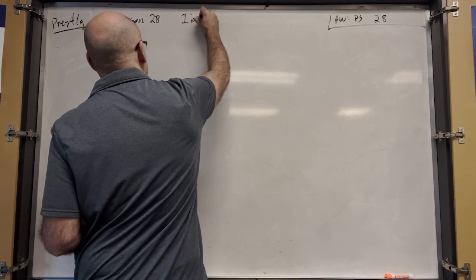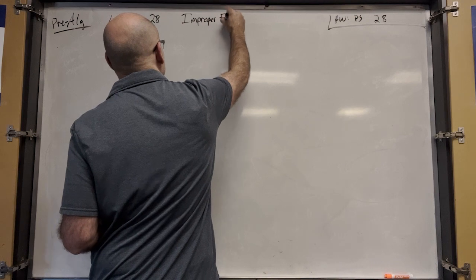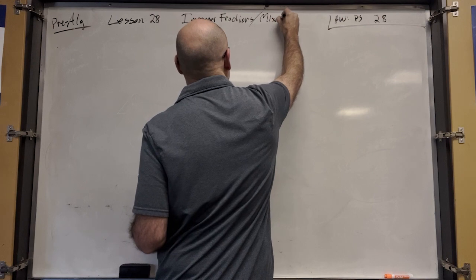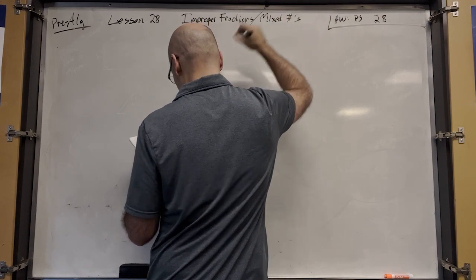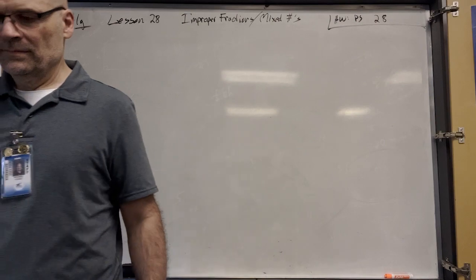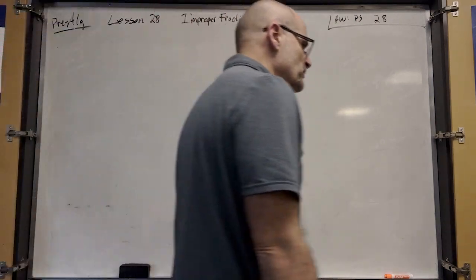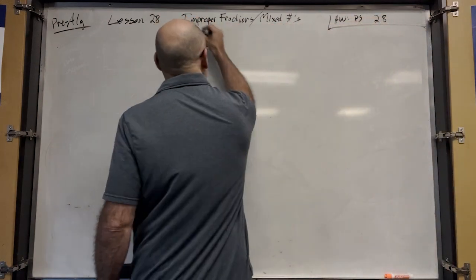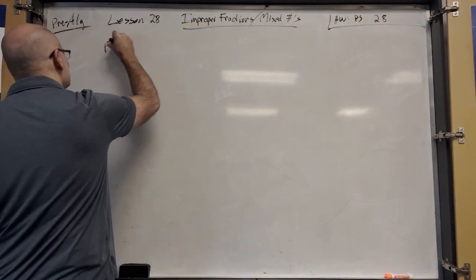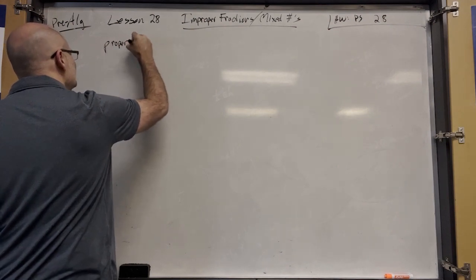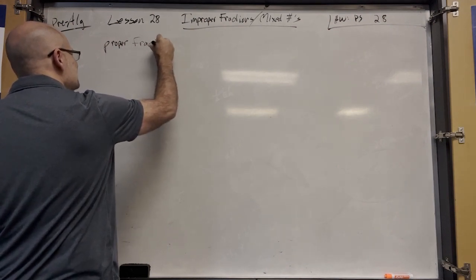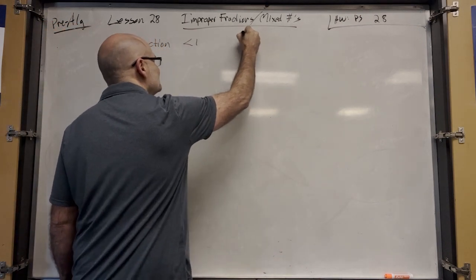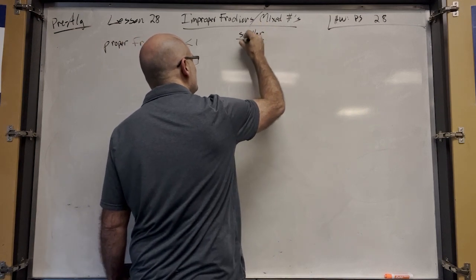Okay, we're going to talk about improper fractions and mixed numbers. So these guys go hand in hand. So basically, a proper fraction is anything less than 1. To be less than 1, the numerator has to be less than the denominator. Smaller over bigger.